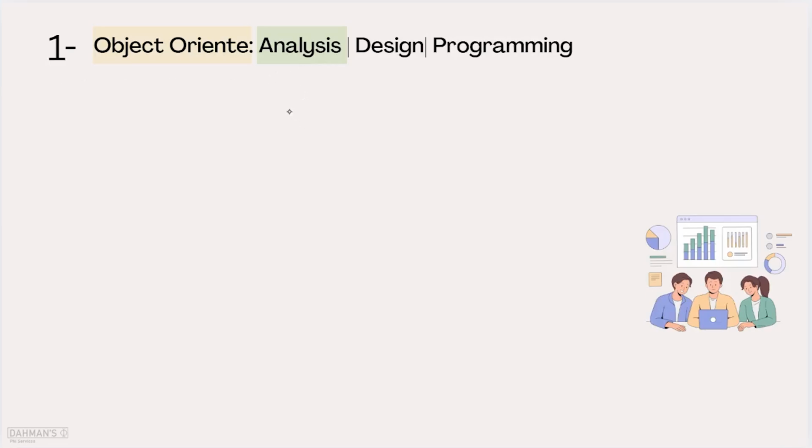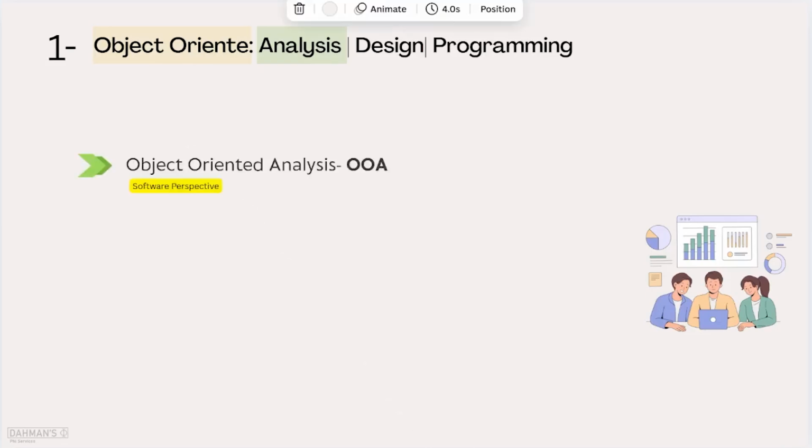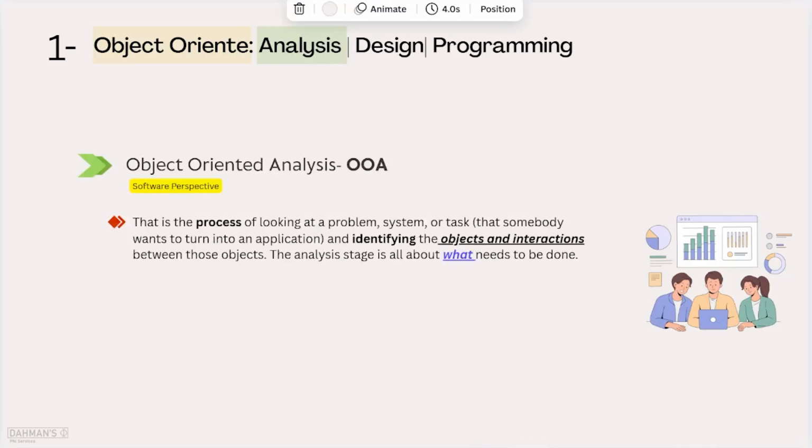Now let's go and discuss the second term, that is analysis, since we understand what we mean by object and oriented and how they form the concept. So what do we mean by analysis? Here is the popular term you can see in so many books called object-oriented analysis, or OOA. It means the process of looking at a problem or system or task that somebody desires to find a solution for. So what we are trying to do in analysis is to identify objects and interactions.